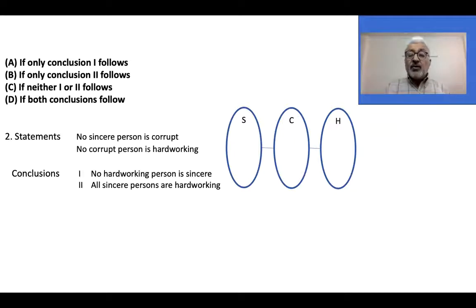So here we are talking about a relation between hardworking and sincere. We've got sincere here, we've got hardworking here. Can we confirm a relationship between hardworking and sincere? What is the data given to us? Keep the hardworking away from corrupt. No relation has been confirmed between sincere and hardworking. If there is no relation between sincere and hardworking, then can we confirm that no hardworking is sincere? It won't be correct to say that they don't have a relation.